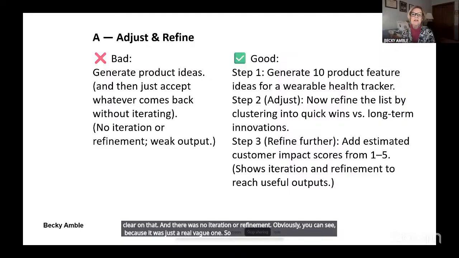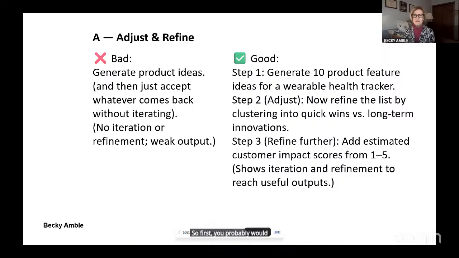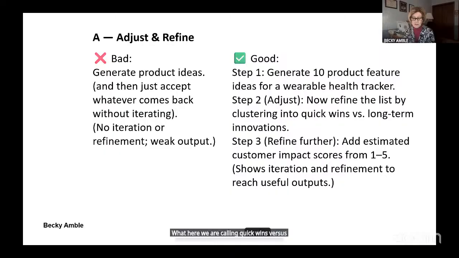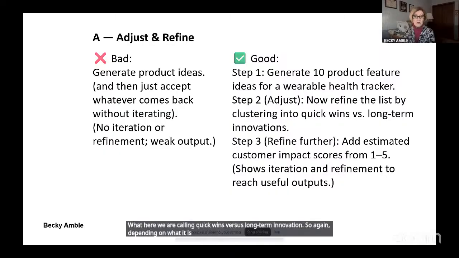So let's take a look at this, which is showing you 3 steps. First, you would ask it to generate 10 product feature ideas for a wearable health tracker, and like in the other ones, you would also include who the audience is and all those other things. Step 2 might be the adjustment, where you refine the list by clustering it into what we are calling quick wins versus long-term innovation. Depending on what you're trying to do, you can tell it more specifically. If you got those 10 product features, you're probably not going to go after all 10, so the next reasonable step would be to refine that.